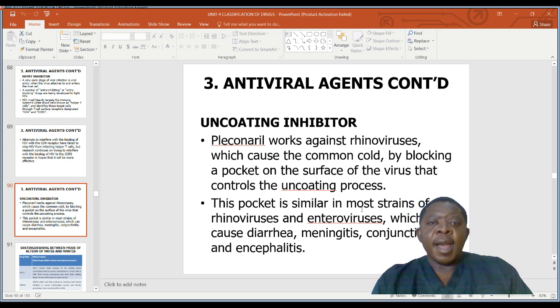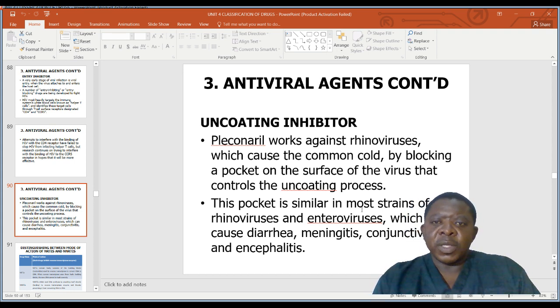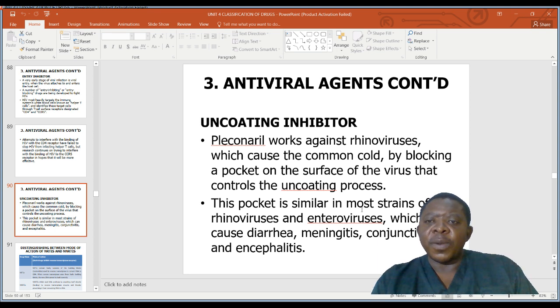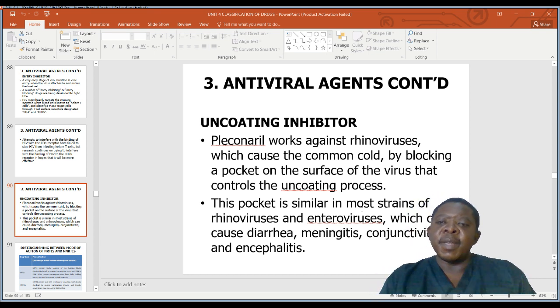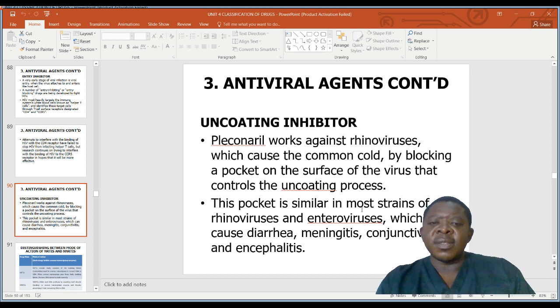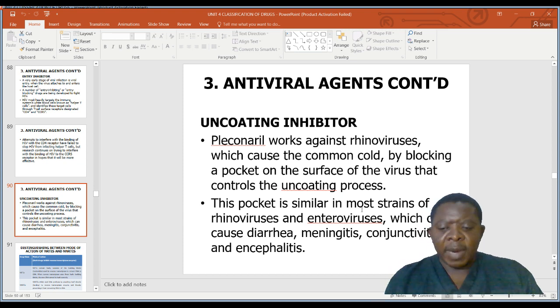Then uncoating inhibitors. We have pleconaril, which works against the rhinoviruses, which cause the common cold, by blocking a pocket on the surface of the virus that controls the uncoating process. This pocket is similar in most strains of rhinoviruses and enteroviruses, which can cause diarrhea, meningitis, conjunctivitis, and encephalitis.